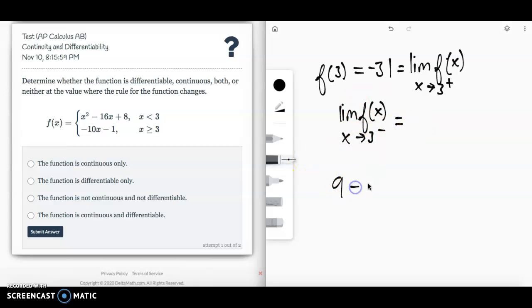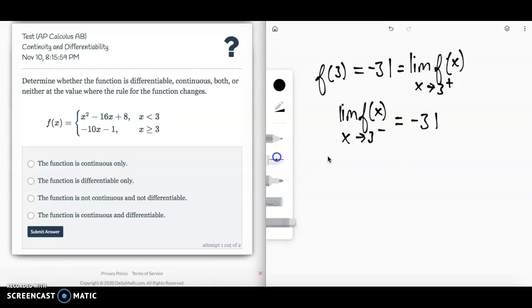So if I had 9 minus, oh, but maybe that's because it's not 42. Maybe it's because it's 48. So 17 minus 48 is in fact negative 31. See, I knew it without even knowing it.